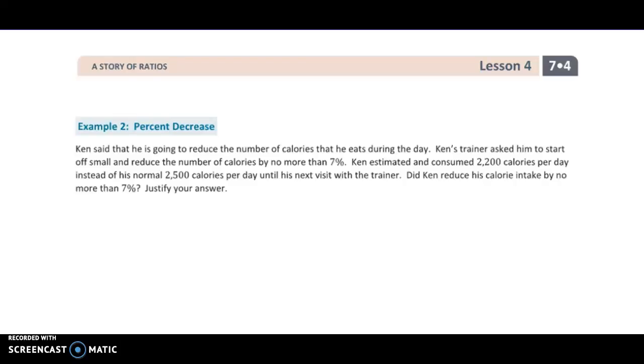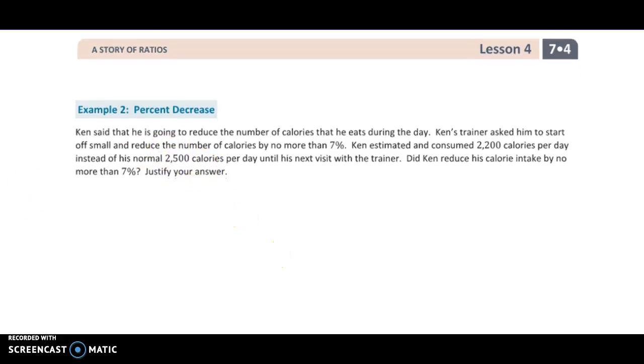Example 2. Now we have a percent decrease. If you read the problem, it talks about Ken trying to go on a little bit of a diet. He's going to try to reduce his calorie intake by 7%. The trainer doesn't want him to do any more than that because if you cut off too much food too quickly, your body's not going to be able to adjust. So the question is, if Ken consumes 2,200 calories per day, is that a 7% decrease from 2,500?